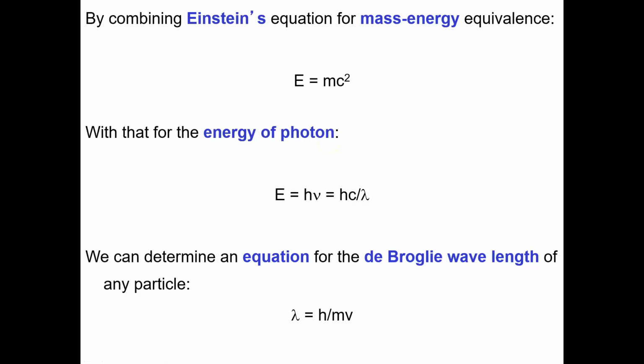What de Broglie did was combine Einstein's equation for mass-energy equivalence, you probably know this, E equals mc squared, with the equation for the energy of a photon. If you replace c in these equations with the velocity of the electron, you end up with the de Broglie equation for the wavelength of any particle. And there it is there. Wavelength is equal to Planck's constant divided by the mass of the particle multiplied by its velocity. So for any particle, we can calculate its wavelength.